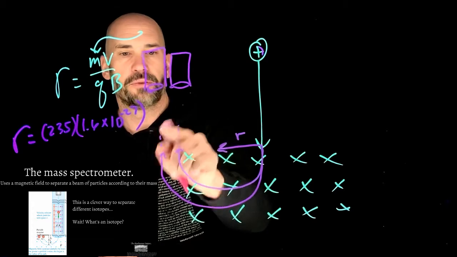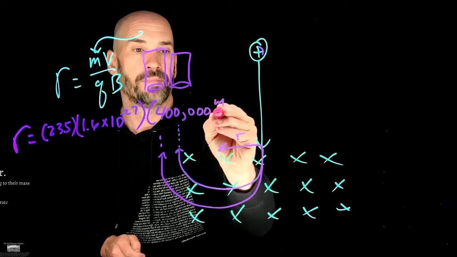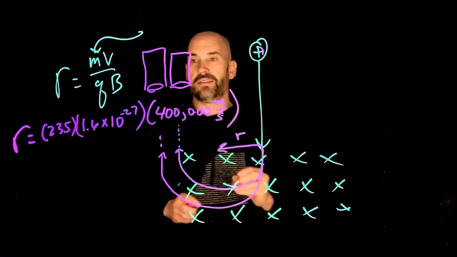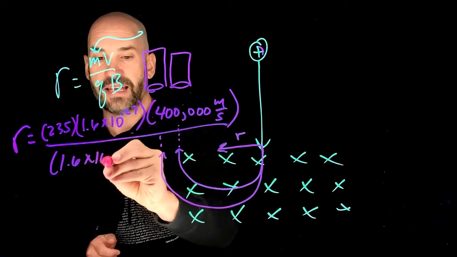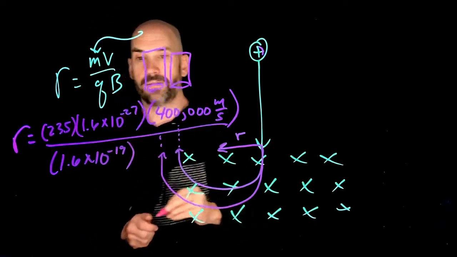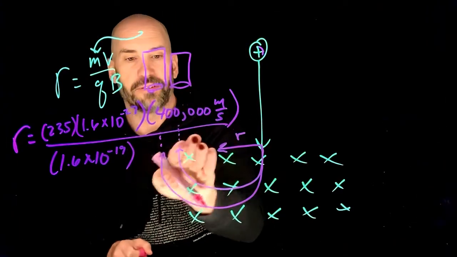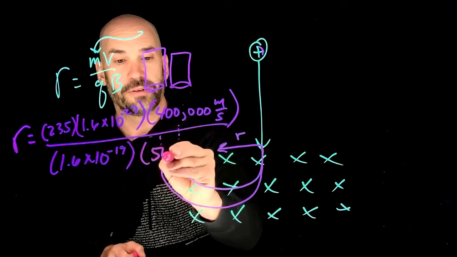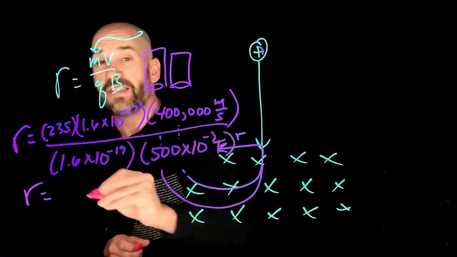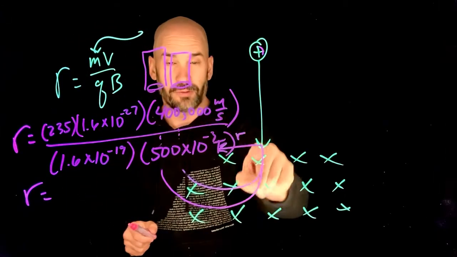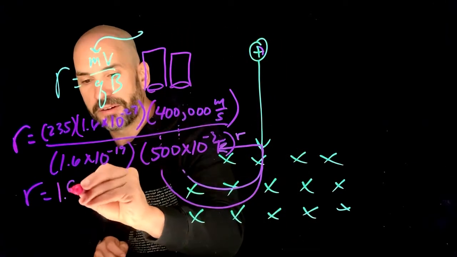So I'm just going to put this through here. 400,000 meters per second. Okay? And the charge of each one is a +1 ion, so that's 1.6 times 10 to the minus 19 coulombs, right? And the B field, they say, is 500 millitesla. So that's going to be 500 times 10 to the minus 3 teslas, all right? So that means that the radius of this circle, right, is going to be, according to my calculations, 1.88 meters.